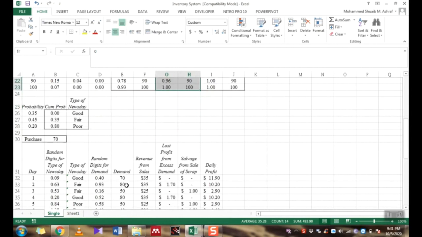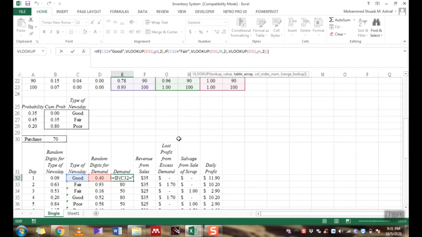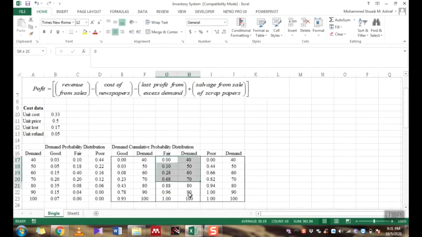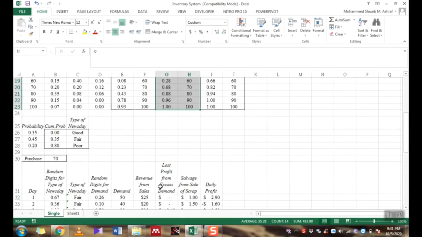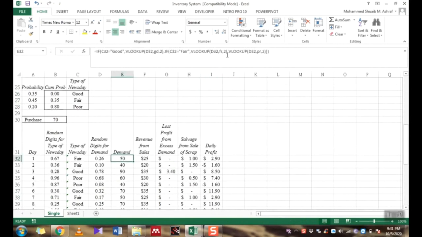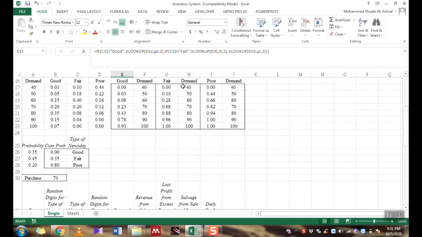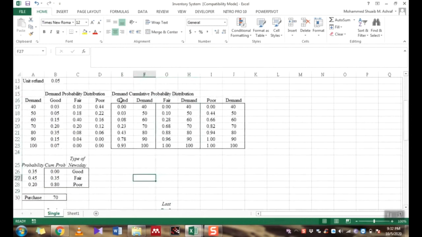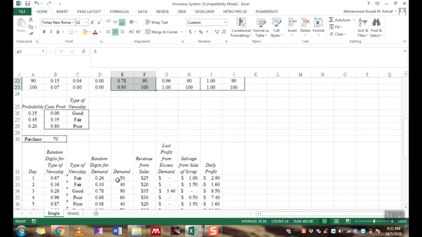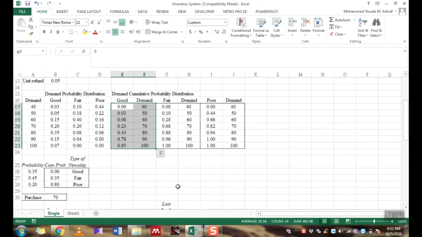Okay, the name, yeah, fair. So these values are being searched, and the index value is 2. As before, we use the lookup function. For good, these values will be passed in the lookup function with index 2. So demand will be returned for the type of news day, fair or good or poor.